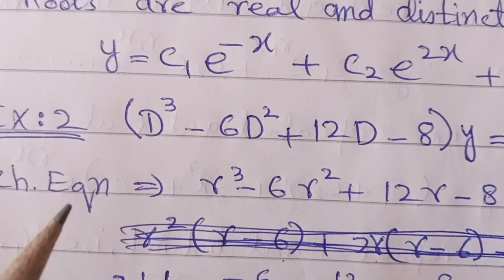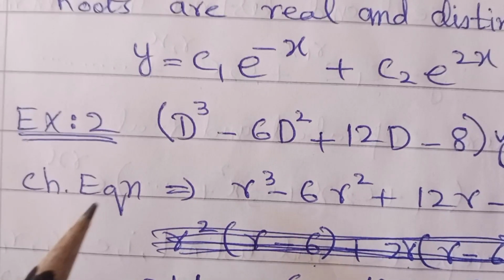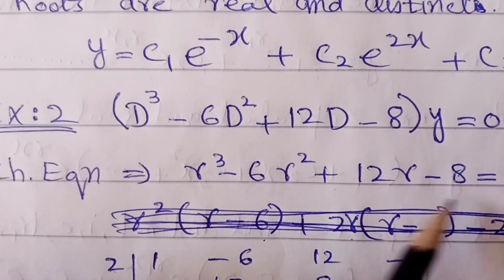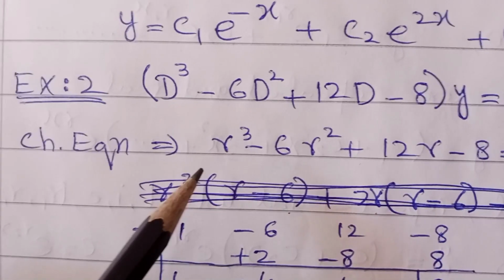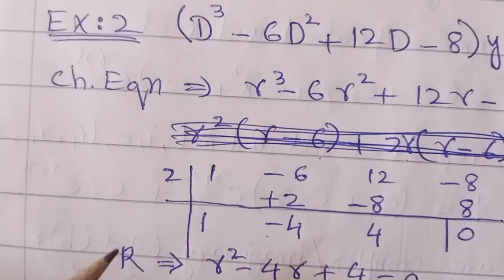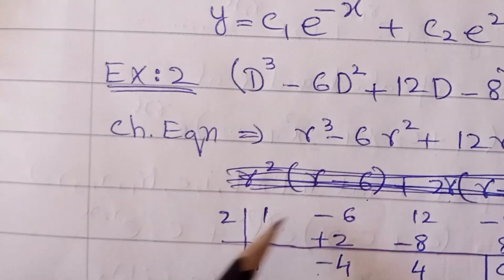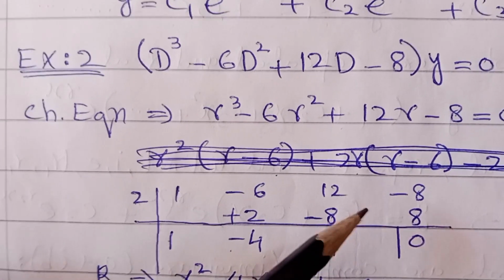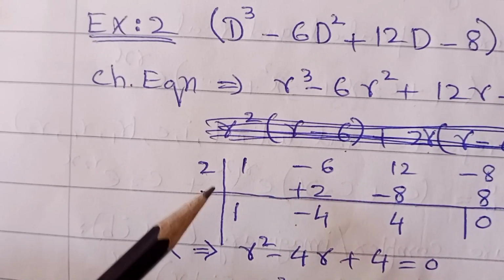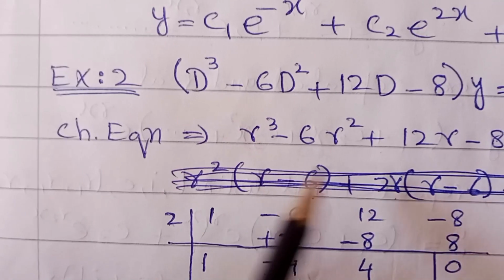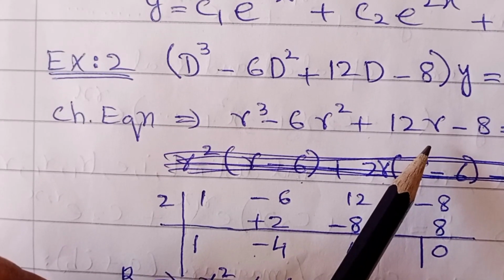Now we will write the auxiliary equation or characteristic equation of this differential equation, that would be r cube minus 6r square plus 12r minus 8 is equal to 0. This equation is also a third degree equation, so we will find the roots of this equation with the help of the synthetic division method. The coefficient of r cube is 1, r square is minus 6, r is 12, and the constant is minus 8. Taking all the coefficients, we can see that when we substitute 2 in the equation, the whole equation will be equal to 0.